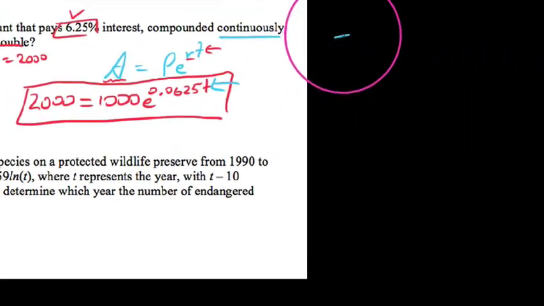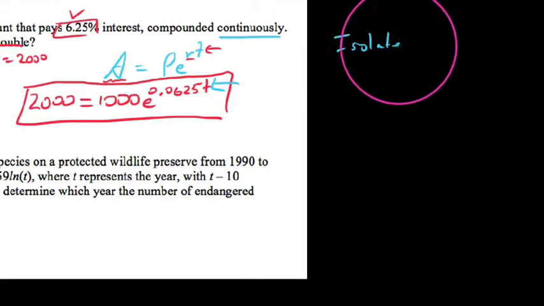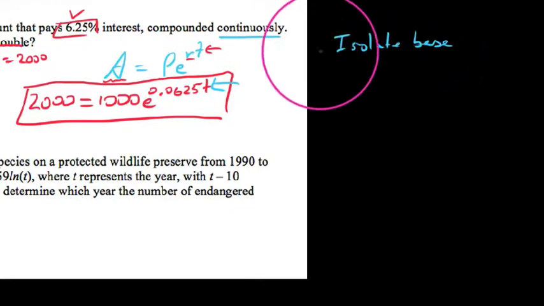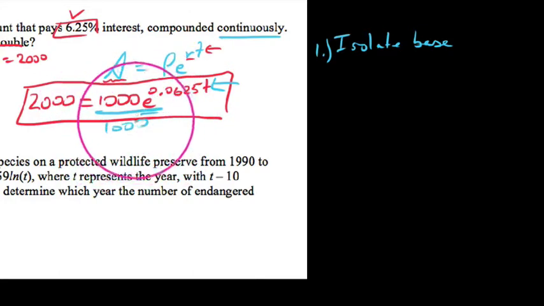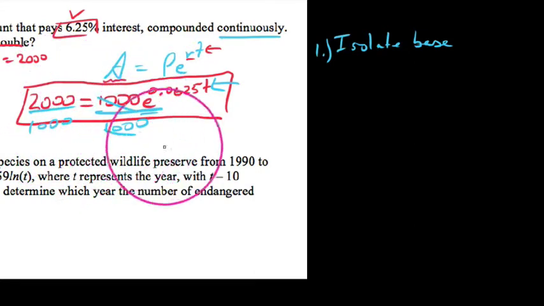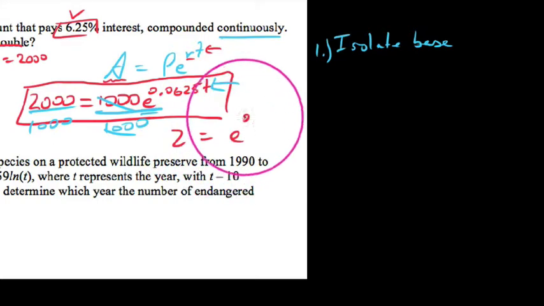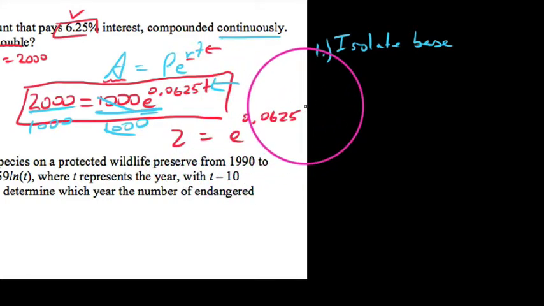What we're going to do is isolate the base of this expression. So in this case, we say e to the power of something, that's our base. So we're going to have to divide both sides by 1,000. Divide this by 1,000, divide this by 1,000. Looks like what we get here is on the left side 2, and on the right side we have e to the 0.0625 times the time.